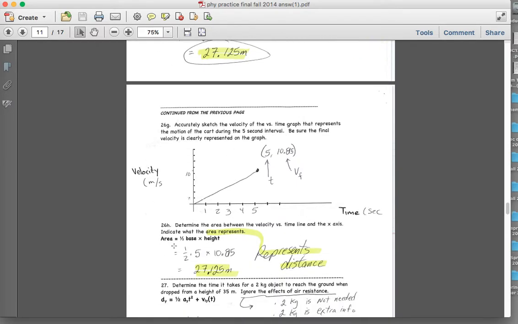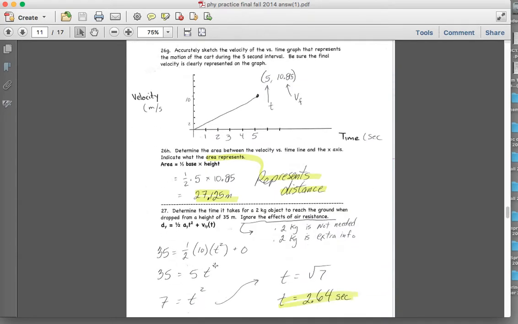And so I could find the area, and that area does indeed give us the same answer that we got for the distance when we use the distance formula.